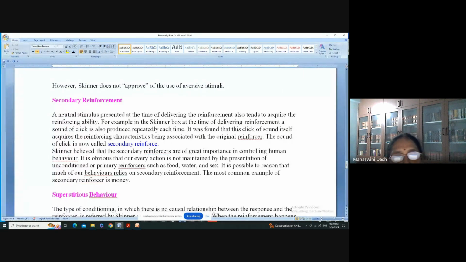Then that is the click sound, which was originally a neutral stimulus. It acquires the reinforcing characteristics of the original reinforcer. When it acquires the reinforcing characteristic of the original reinforcer, it is known as secondary reinforcer.